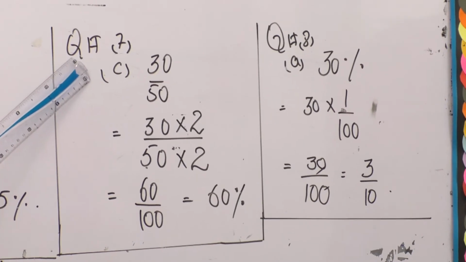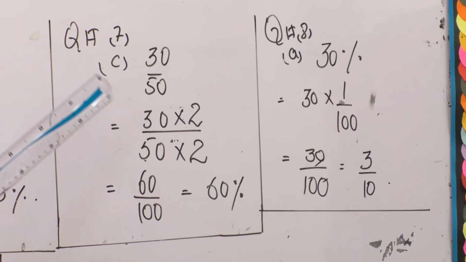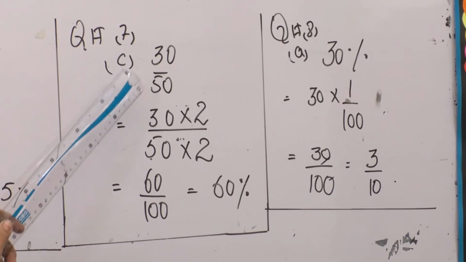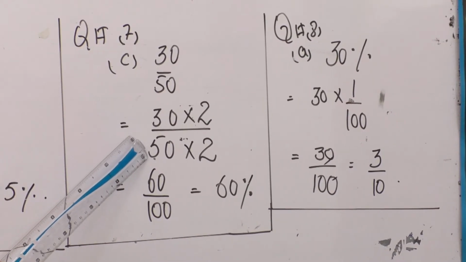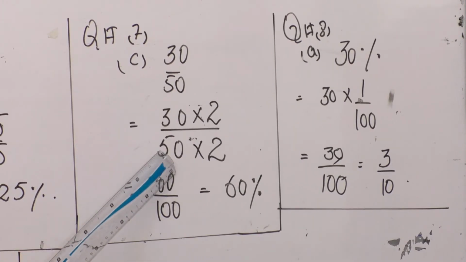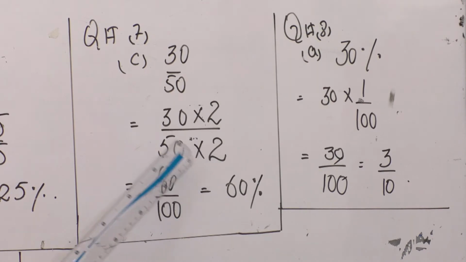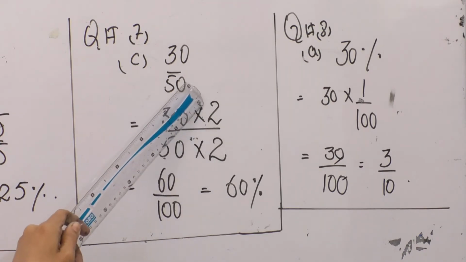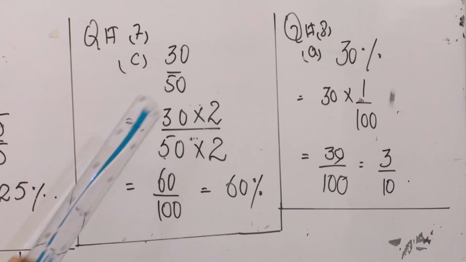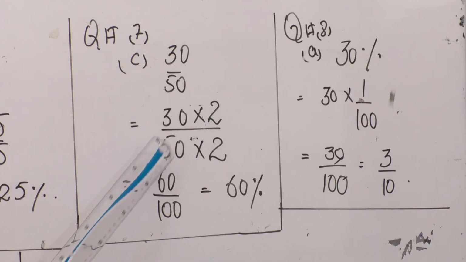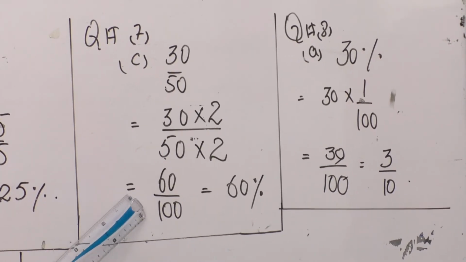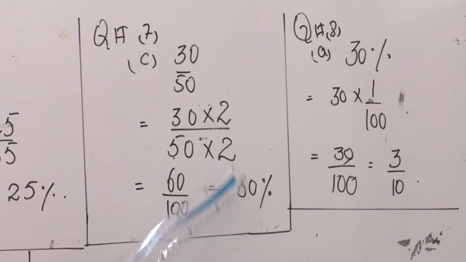Come to question number 7. Write each fraction as a percentage using the special symbol. Again, you have to use the symbol. 30 divided by 50. We will see in the table of 50 where 100 comes. So when we multiply 50 by 2, we get 100, and this 2 will be multiplied by the numerator in the same way. 30 multiplied by 2 is 60, 50 multiplied by 2 is 100. We can write 60 by 100 as 60%.